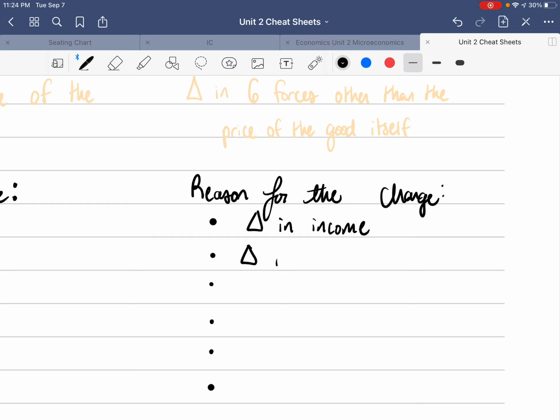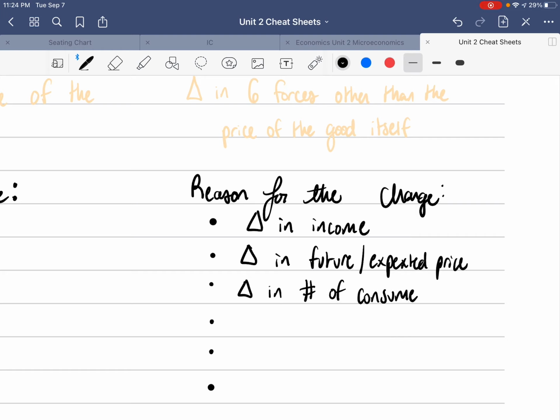If there's a change in future, or sometimes called expected price, that would cause a change in demand, because if we know something is going to go on sale in the future, we won't buy it now. If there's a change in number of consumers, more people means we're going to buy more, less people means less stuff is going to be bought.